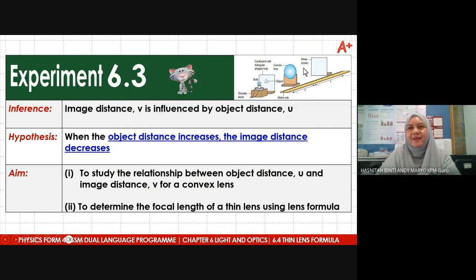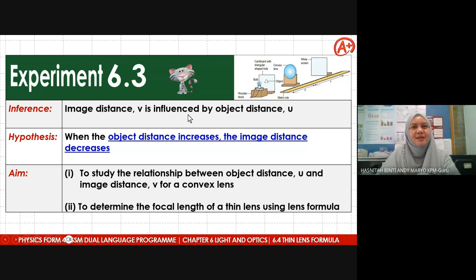You will see the white screen will be adjusted until we can see a sharp triangle image on it. So that will give you the image distance, and then we can calculate the focal length of this convex lens. So this is the inference.